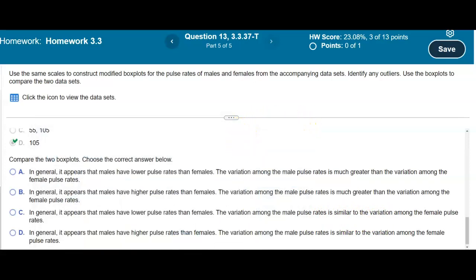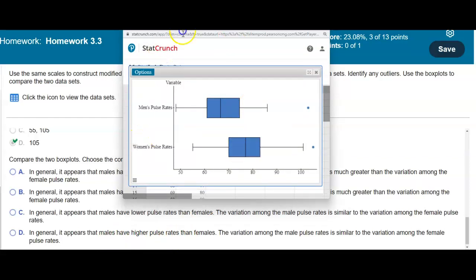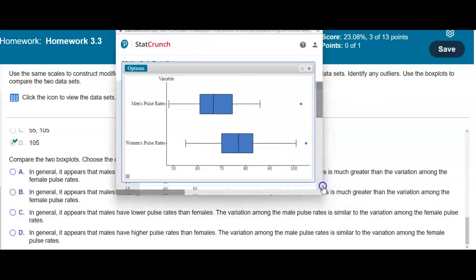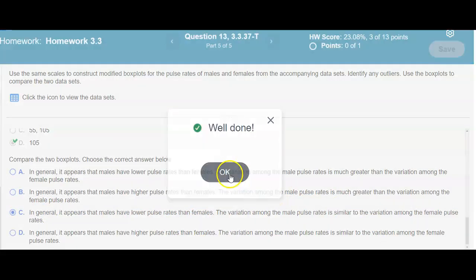Well, if we look at the box plots, the data is not as spread out. The box plot goes from here to here, and the same thing with the women's. It's not spread out as much, so it's quite similar in how the data is spread. Now for part D, it says males have higher pulse rates. That's not true, because they have lower pulse rates, so it's going to be either A or C. And C means that their variations are similar, so we're going to select C and check our answer. And there is our result.